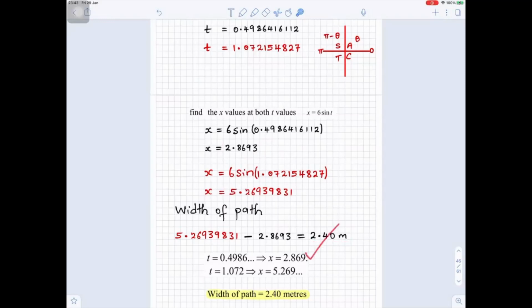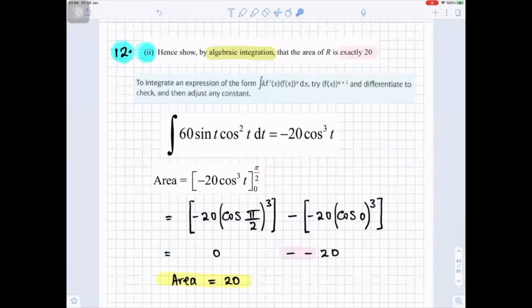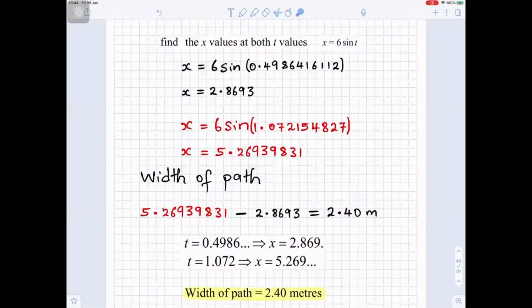So we know the x value when t is 0.4986 and the x value when t is 1.072. When we subtract them, it gives us the width of the path of 2.40 meters. So that's your first part of question 12, 12a part 1. That's 12a part 2, that's the first part of 12b, and the final part of 12b.